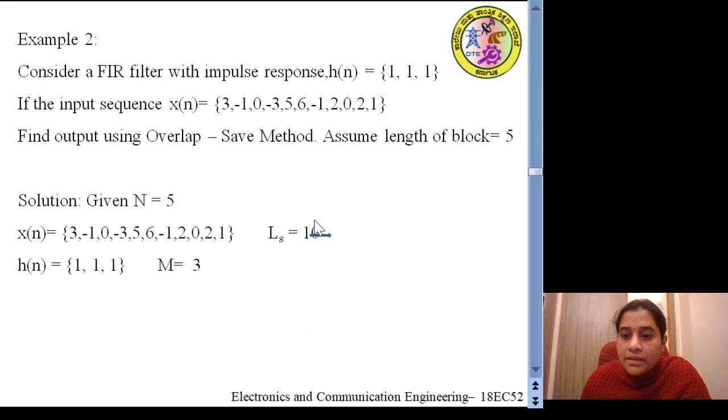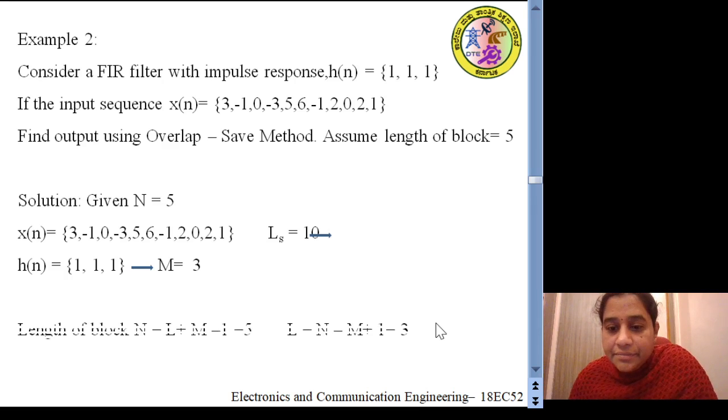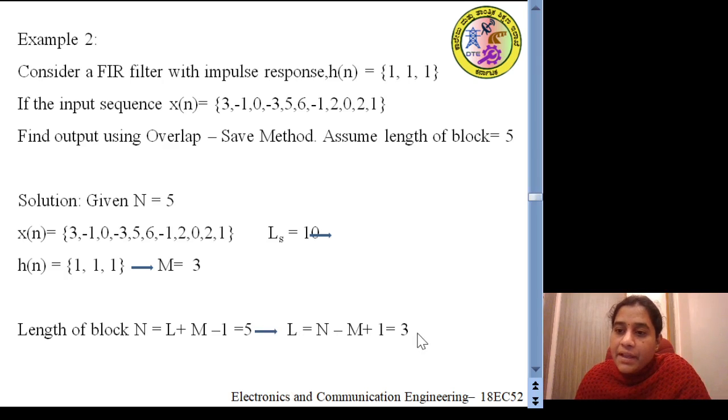So next, the length of the given impulse response is 3. That is M is equal to 3. So the length of the block they have given us to assume is 5. Obviously from this, if you obtain the value of L, we obtain the value as 3 itself. That is 5 minus 3, that is 2, plus 1 is 3.